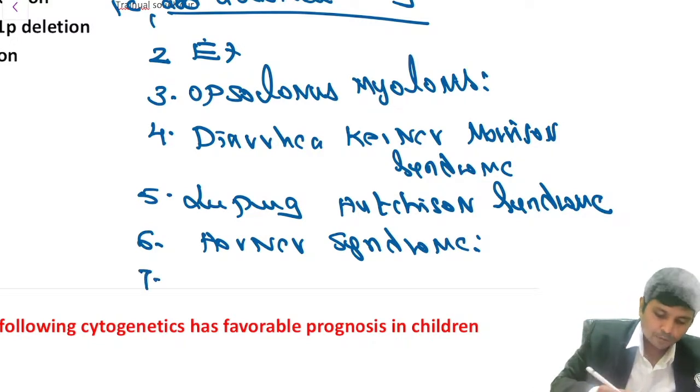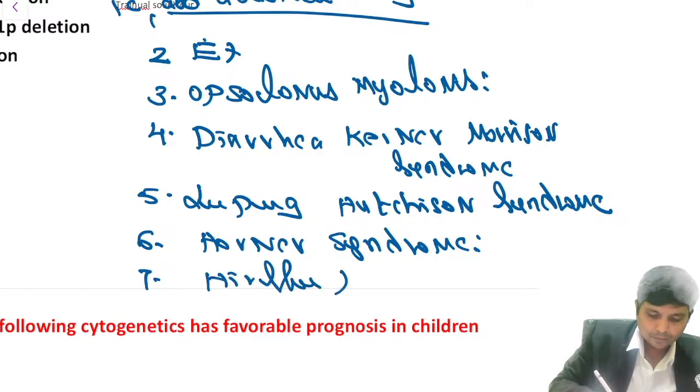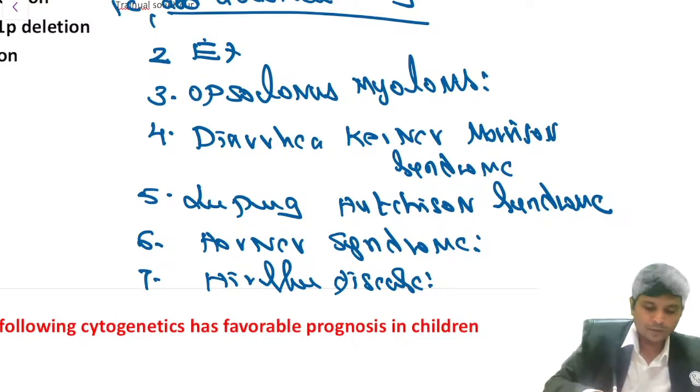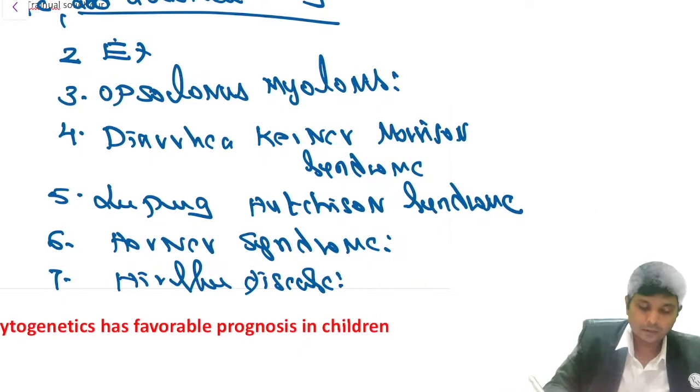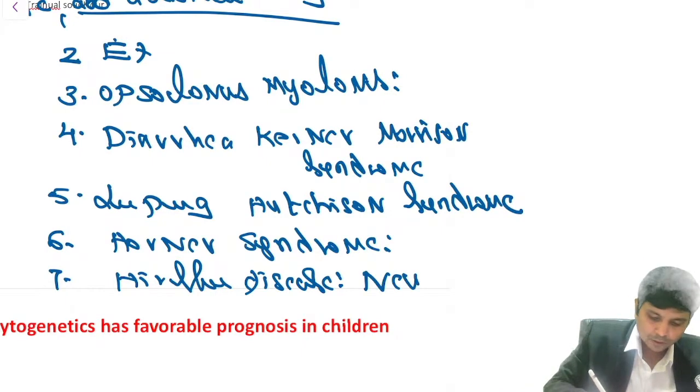And the neuroblastoma can be associated with Hirschsprung's disease. And what is this called as? This is called neurocristopathy syndrome.